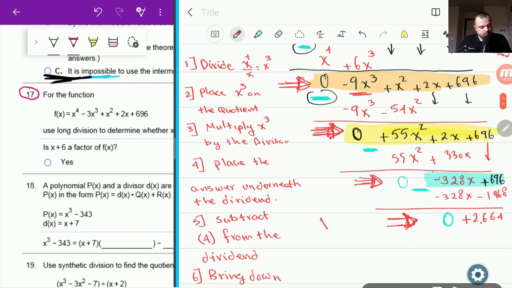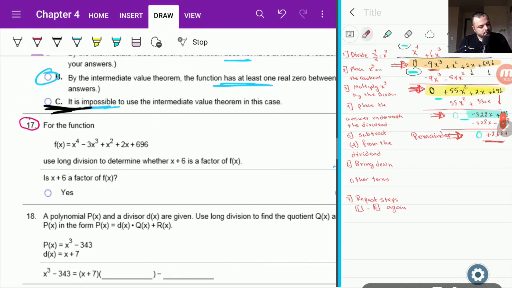Then you stop. So this is my remainder at the end. The remainder is not 0, it's 2600 whatever. So what do we conclude? Is x plus 6 a factor? The answer is no, it is not a factor. So the answer here is no.